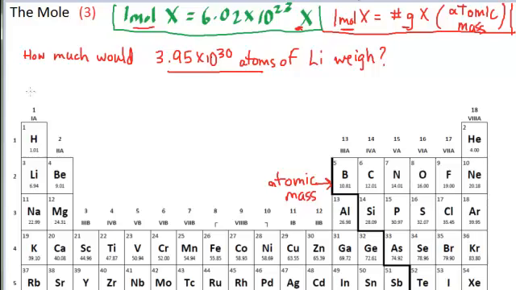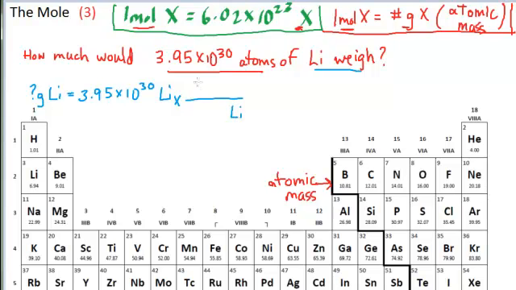I'm going to start by putting question mark grams. You have to know that if you're looking for the weight, you're looking for the grams of lithium equals 3.95 times 10 to the 30th atoms of lithium. I don't actually have to write out the word atoms because the symbol Li stands for atoms of lithium. And then I need times in my ratio sign. I'm going to have lithium atoms on bottom.